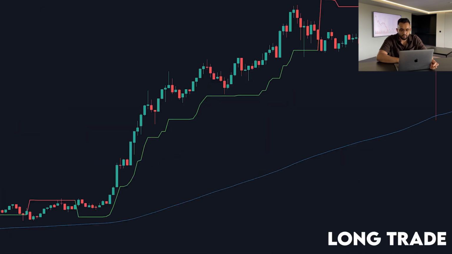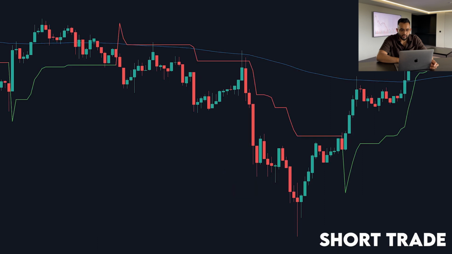The strategy is pretty simple. We will only enter a long trade if the super trend line is green and the price is above the 200-day moving average. We only enter a short trade if the super trend line is red and the price is below the 200-day moving average. Let me show you an example.